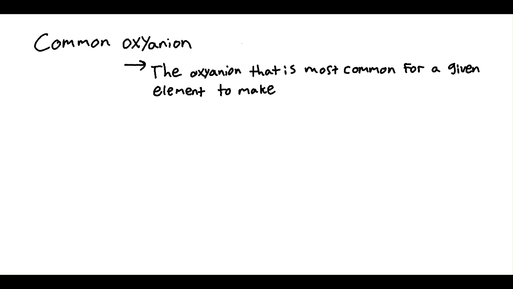For example, the common oxyanion for nitrogen is NO3-. This is the common oxyanion because nitrogen most commonly makes an oxyanion that has 3 oxygens, but it can also make NO2-. The common oxyanion is named by taking the name of the non-oxygen atom and adding the suffix -ate. So in this case, it would be nitrate. That would be the name of this common oxyanion.